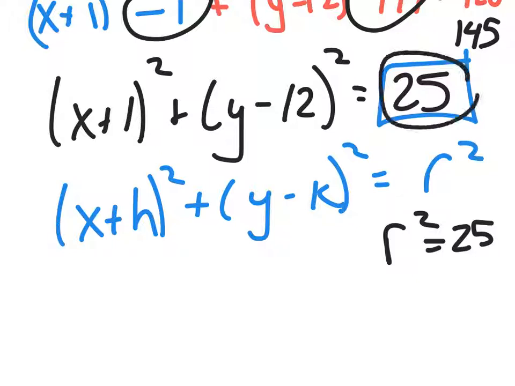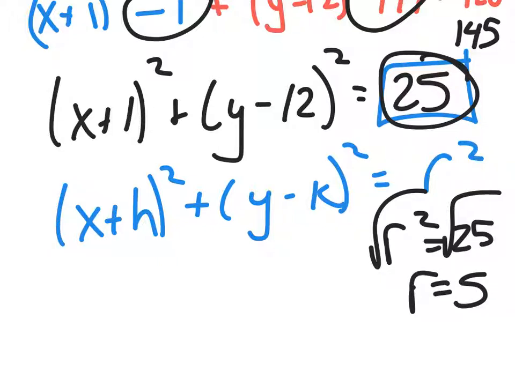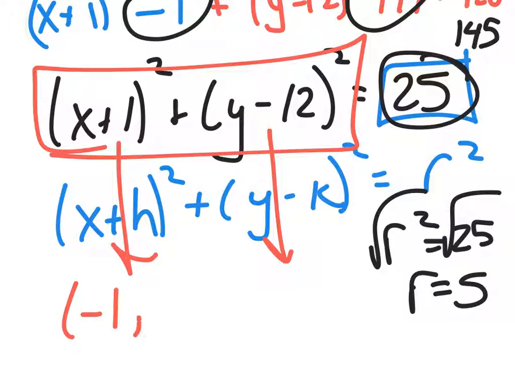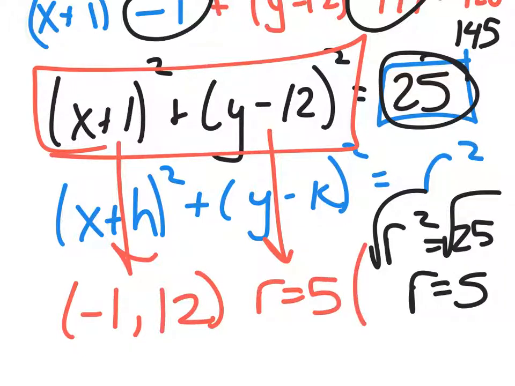So if I know this last term is r squared equals 25, square root, I know my radius has to be 5. Now why am I not saying plus or minus 5? Well, a radius has to be positive, of course, because it's a distance between 2 points, and your distance is always going to be positive. So the center of this circle, remember we're going to take the opposites when we go horizontal. So I would say my center is negative 1, positive 12, and it has a radius of 5.